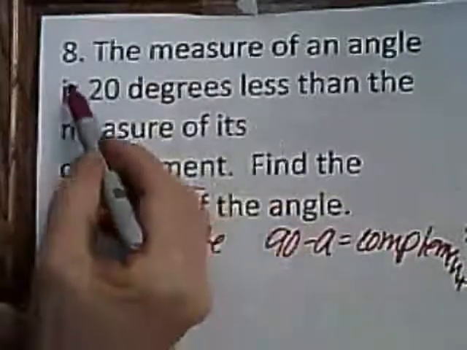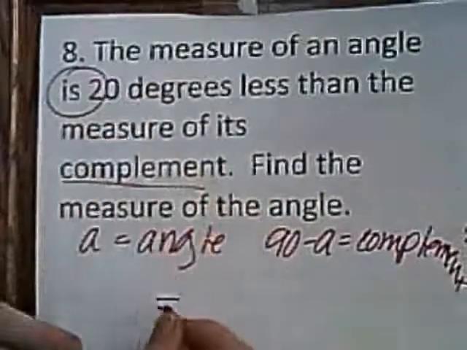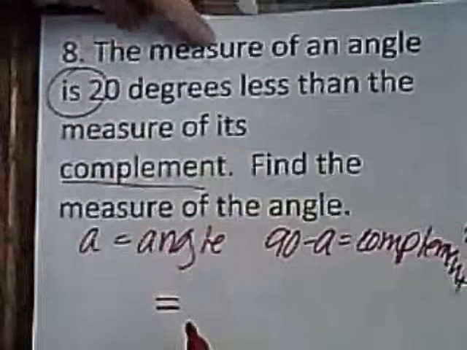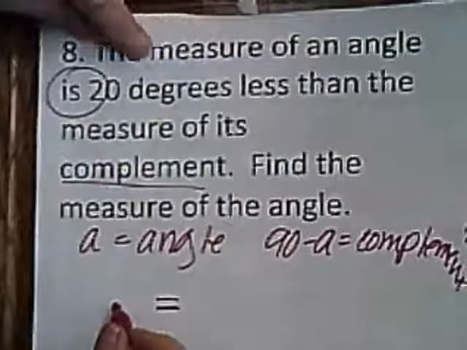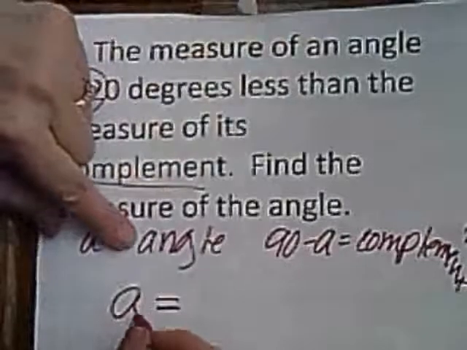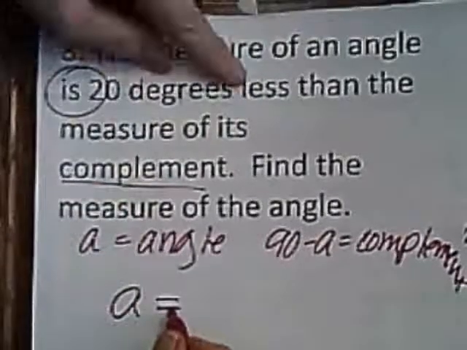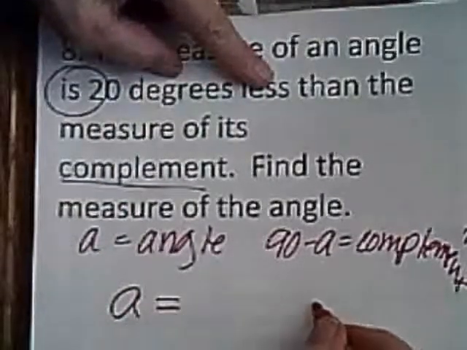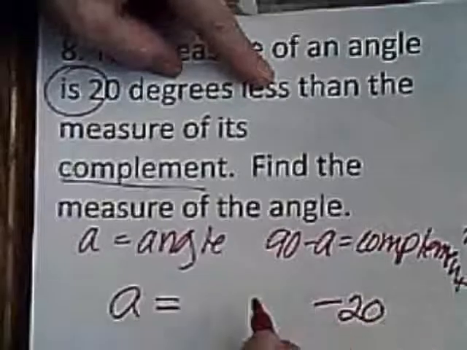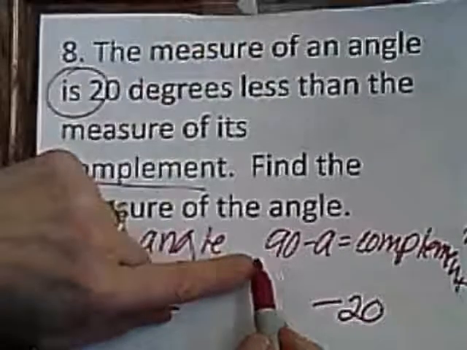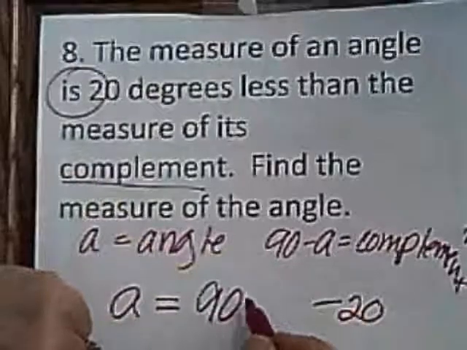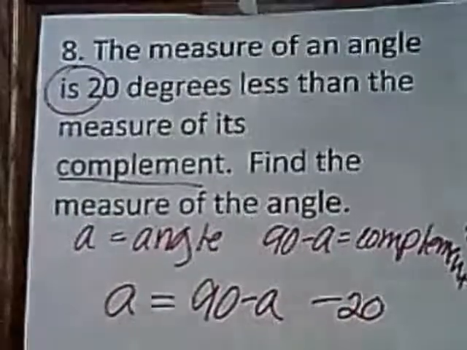Then we look for the verb, which goes here, the equal sign. All the words before it go before the equal sign, so the measure of an angle, A, is 20 degrees less than, which of course goes down at the end, the measure of its complement, and the complement is 90 minus A. Okay, and then they solve that.